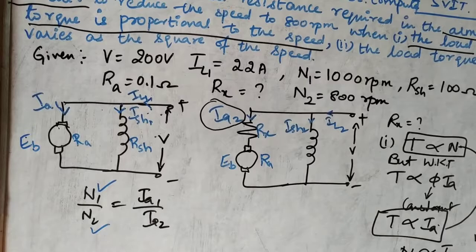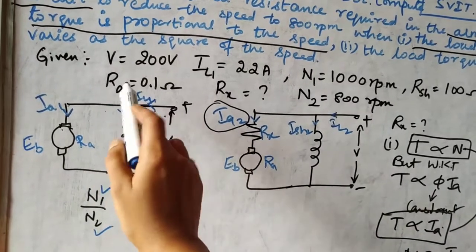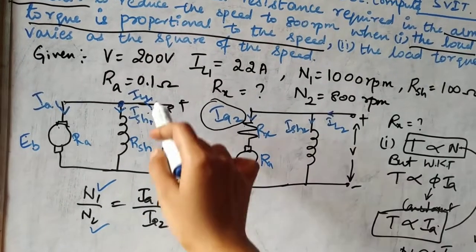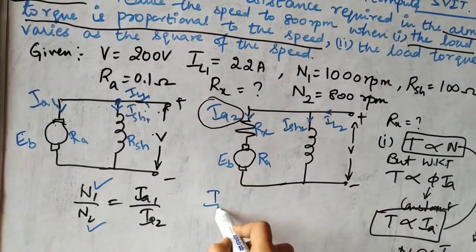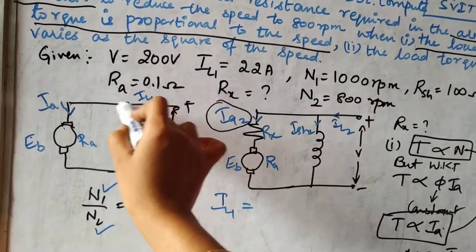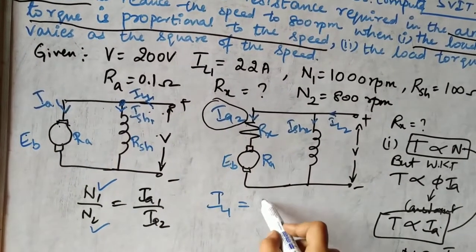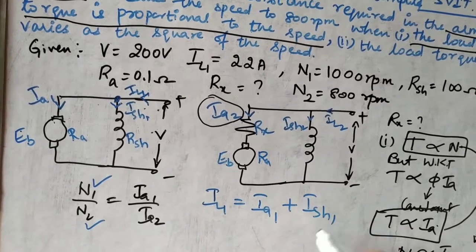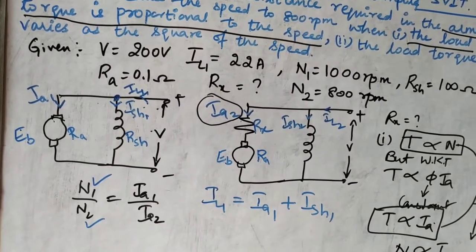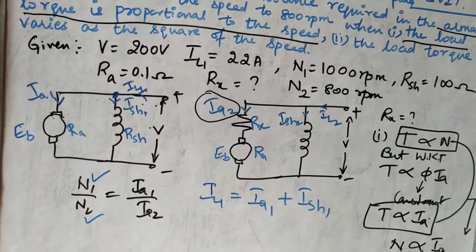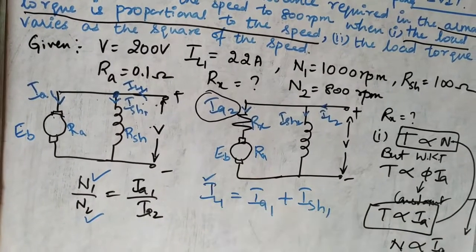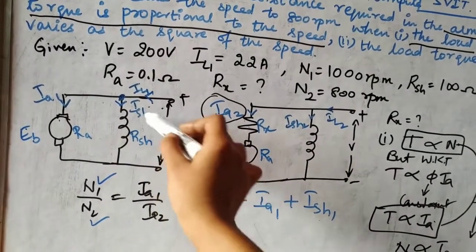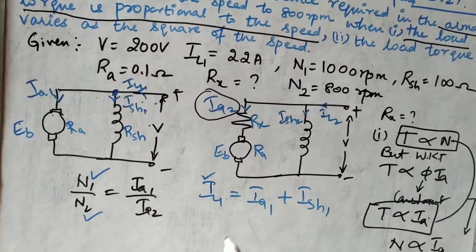How do you determine Ia1? Let us apply the KCL to this node, to the first circuit. What are the incoming currents? IL1 is the incoming current, and Ia1 and I shunt 1 are the outgoing currents. Yes or no? We know IL1, so you will substitute it, but we don't know I shunt 1. According to Ohm's law, it's very simple to solve for I shunt 1.